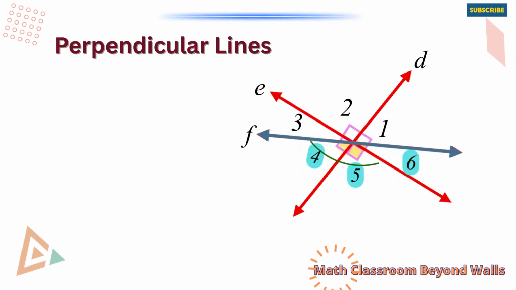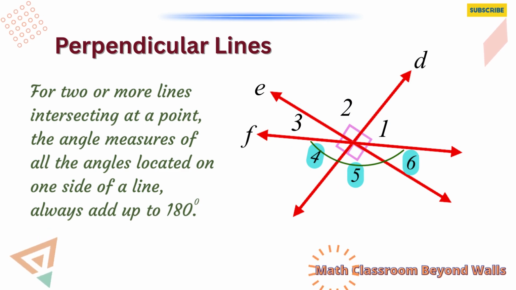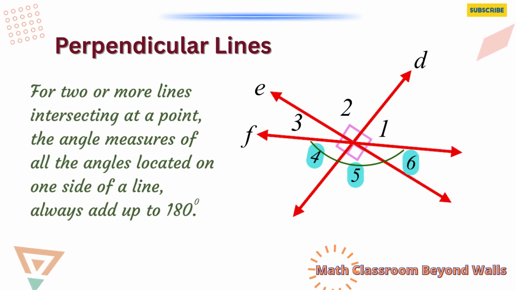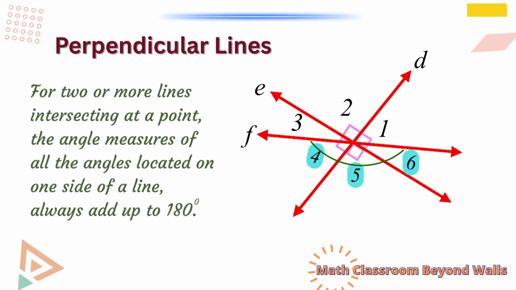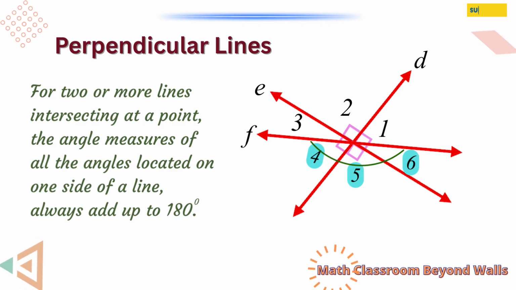So, remember these, learners. For two or more lines intersecting at a point, the angle measures of all the angles located on one side of a line always add up to 180 degrees.